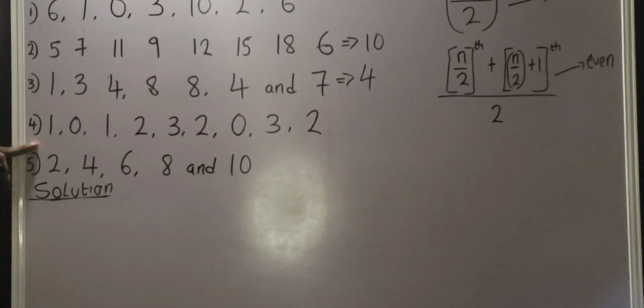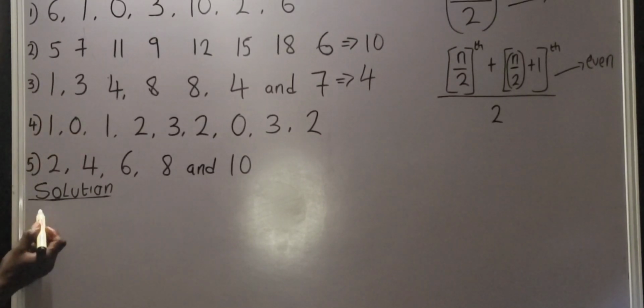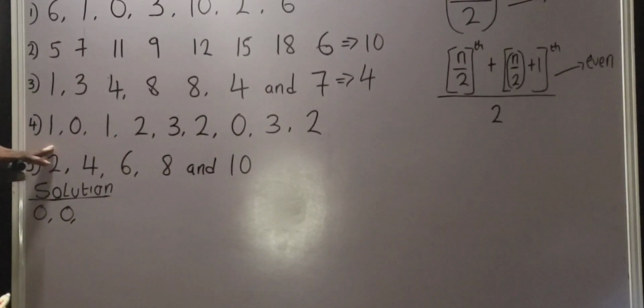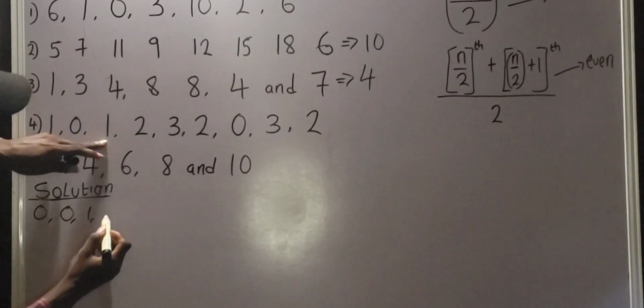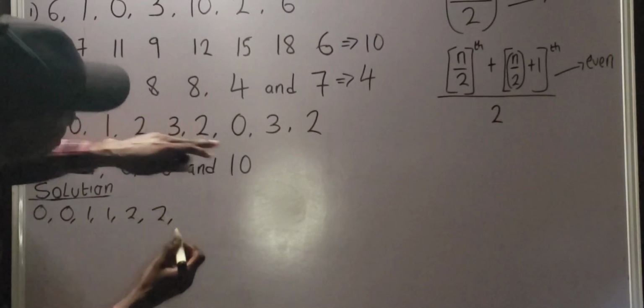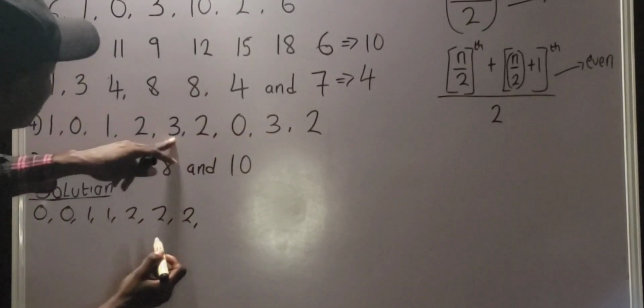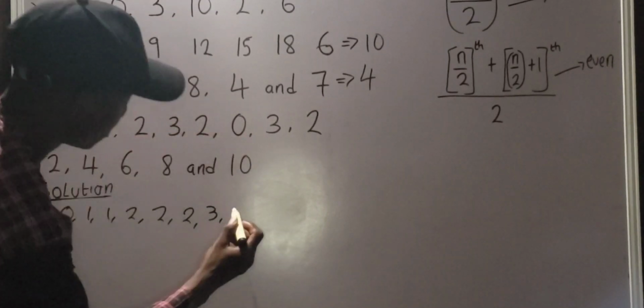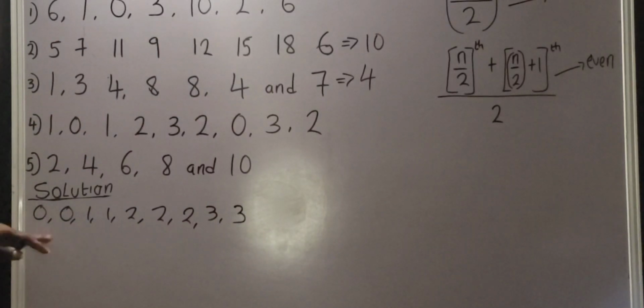Okay, let's find the median of the fourth question. The first step is that we are going to arrange this data set in an ascending order. Are you getting it? So the least element is 0. So I'm going to have 0. After that, another 0, followed by 1, followed by another 1, followed by 2, followed by another 2. Then I have another 2 here, followed by 3. Then another 3. So I have arranged this data set in an ascending order.